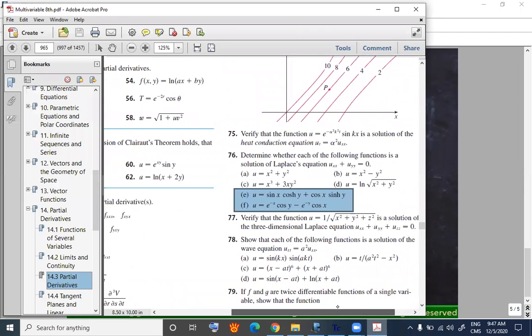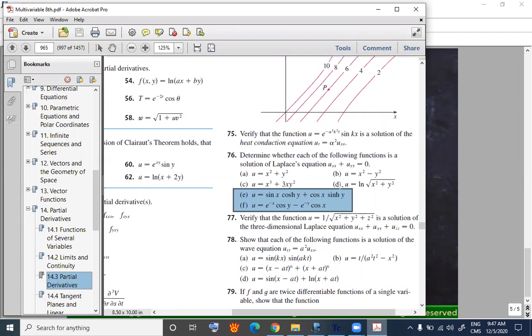76D. What do you mean? Number 76 part D or what? Yeah, okay. They told us 76 part D is also recommended. Okay. Section.